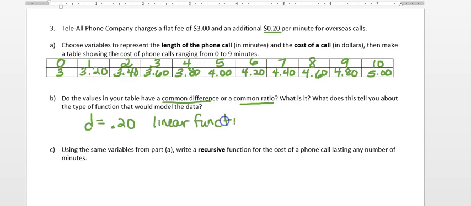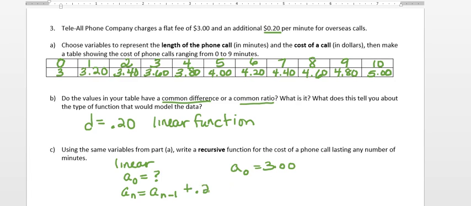And so when we go to write a model for this function, we're going to write that model using a linear function. So going down to C, it says write a recursive. Recursive is when you use the previous value. On a linear function, a recursive model looks like so. A sub 0 is equal to question mark. So in this case, A sub 0 is equal to $3. That means the zero term, which we get from our table of values. And then A sub n is equal to A sub n minus 1 plus 0.2.